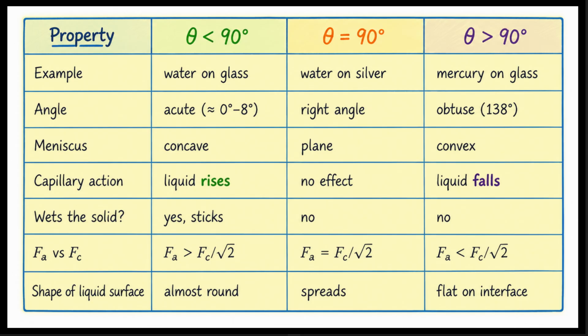The 3 lines of this table are not just textbook categories. They correspond to the 3 everyday liquids: water, water on silver, and mercury on glass.